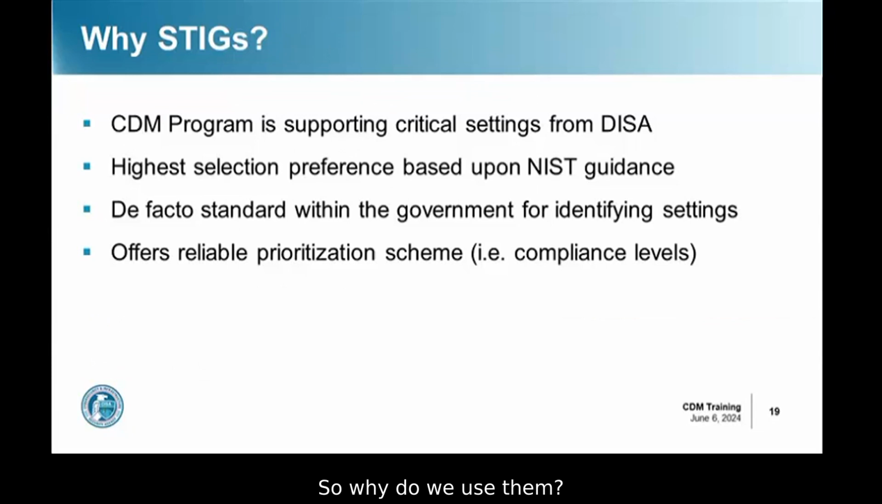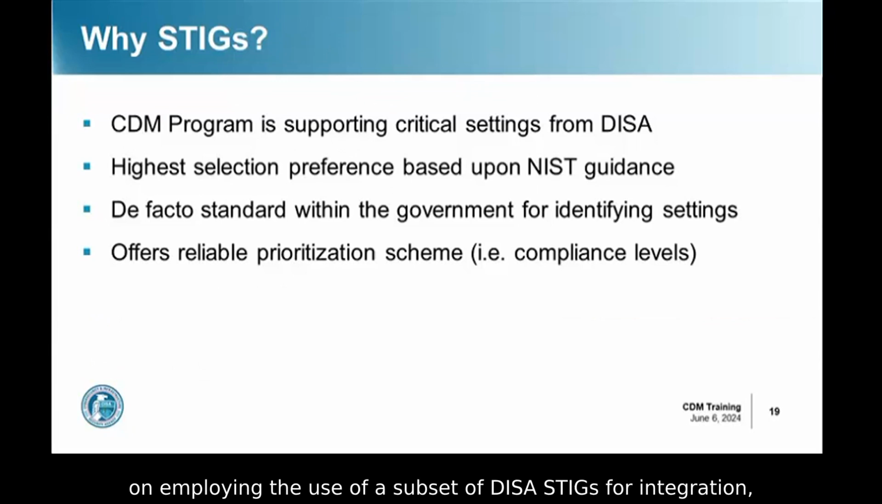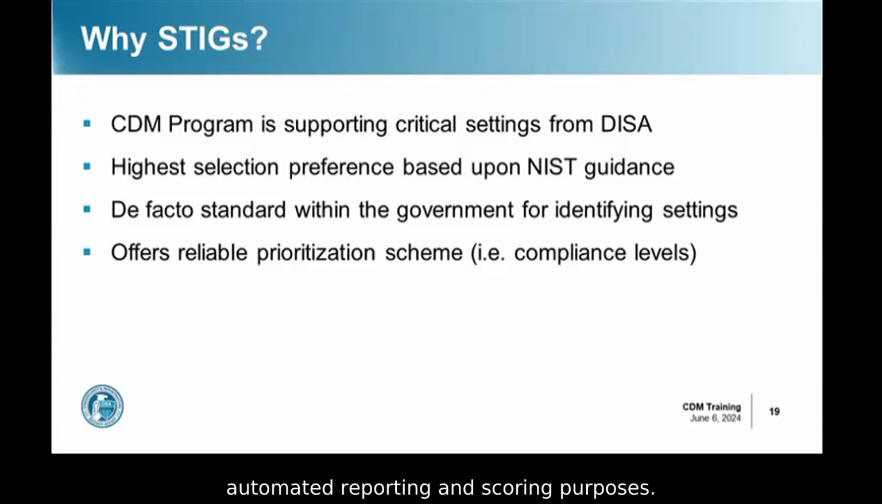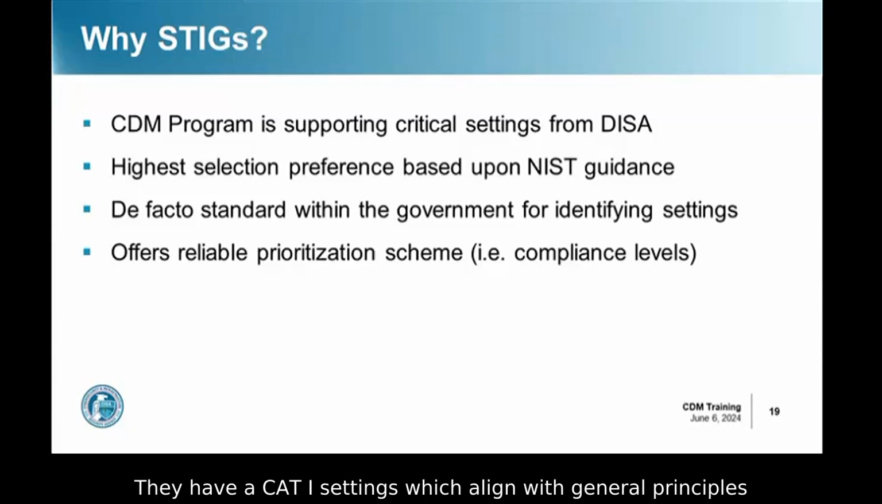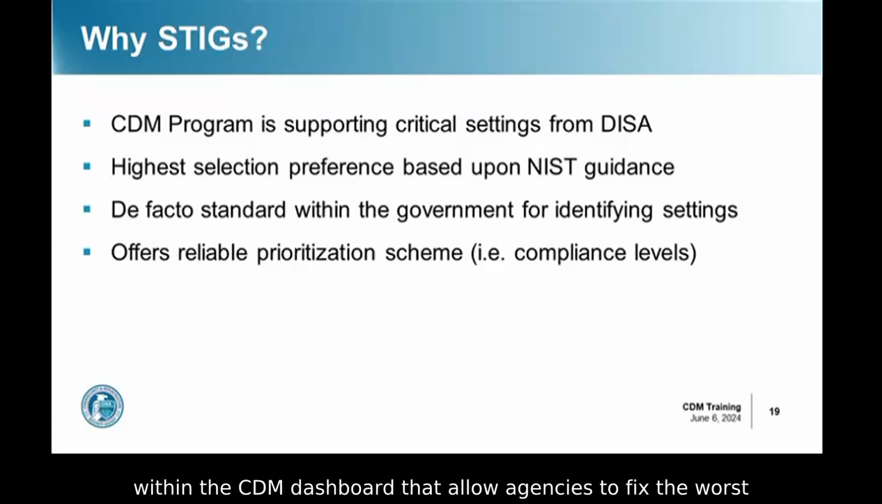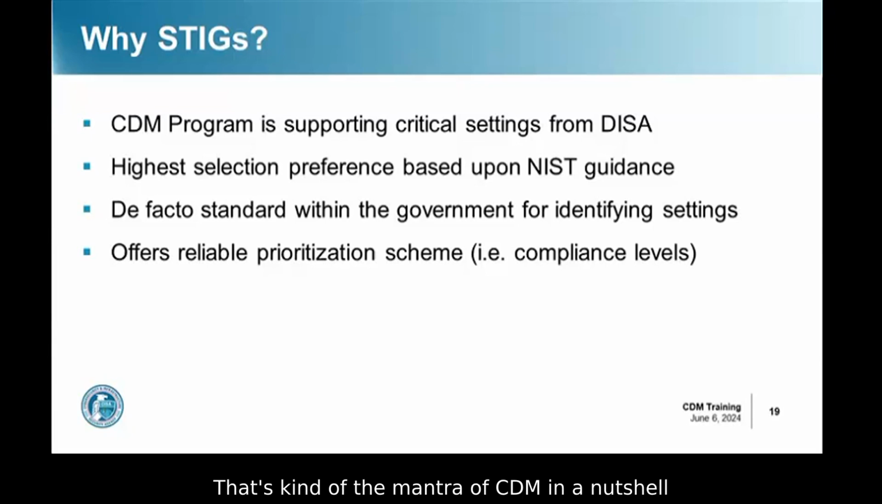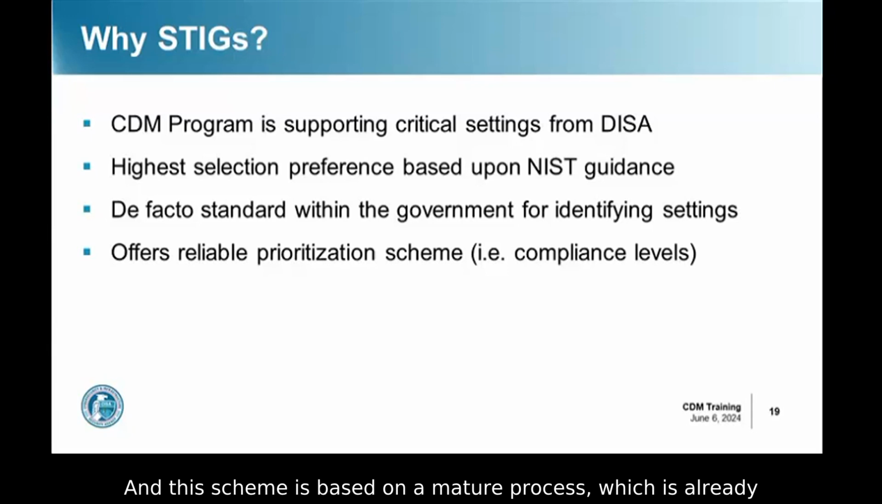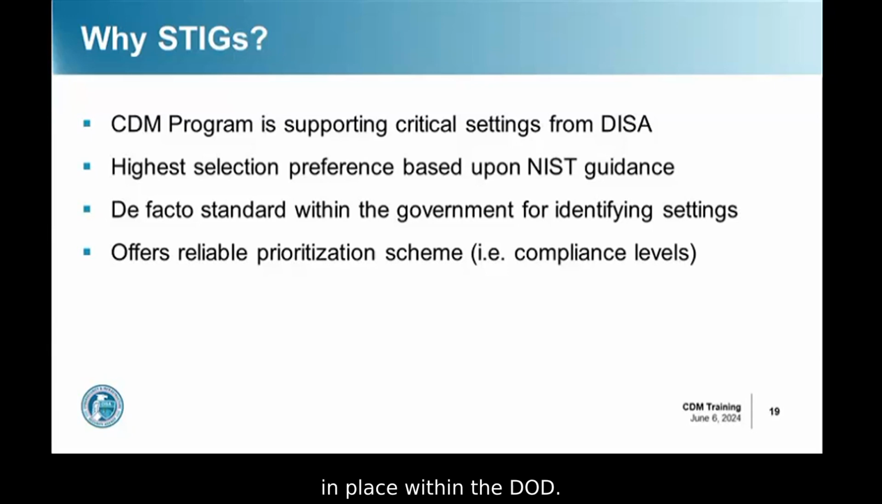So why do we use them? CSM continues to be exclusively predicated on employing the use of a subset of DISA STIGs for integration, automated reporting, and scoring purposes. And this is all within the CDM solution. And DISA STIGs offer a reliable prioritization scheme. Okay, they have Cat 1 settings, which align with general principles within the CDM dashboard that allow agencies to fix the worst problems first. That's kind of the mantra of CDM in a nutshell: you want to fix the worst problems first.